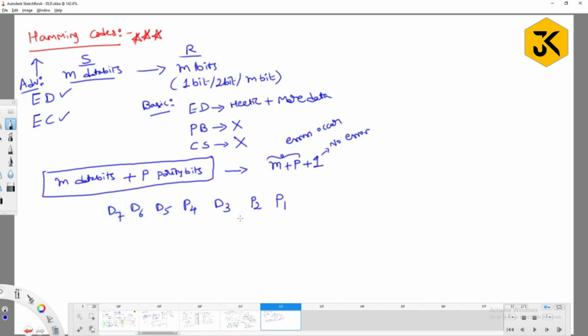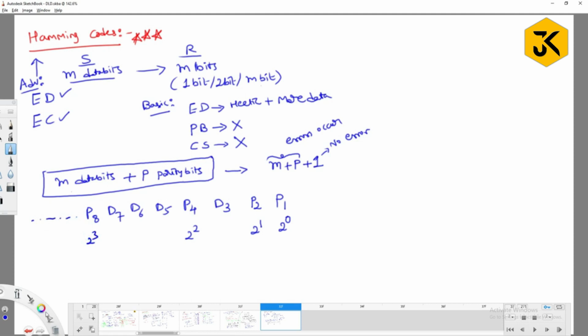Don't think about anything new. Here I would like to simply say that where I am saying it is parity, parity means it is powers of 2. 2 power 0 is 1. 2 power 1 is 2. This is 2 square. And this is 2 cube. Right? 2 cube is 8, right? P8 is the parity bit. Like this you have to set your data.